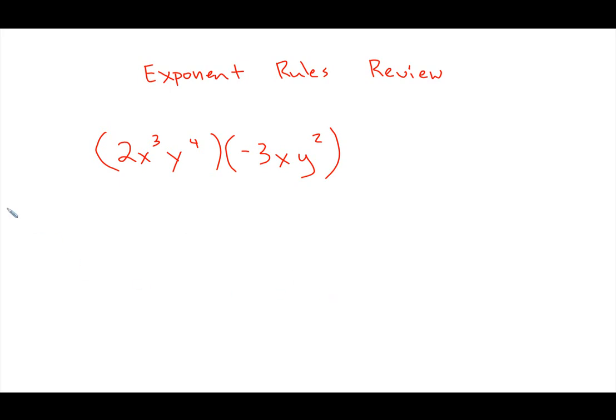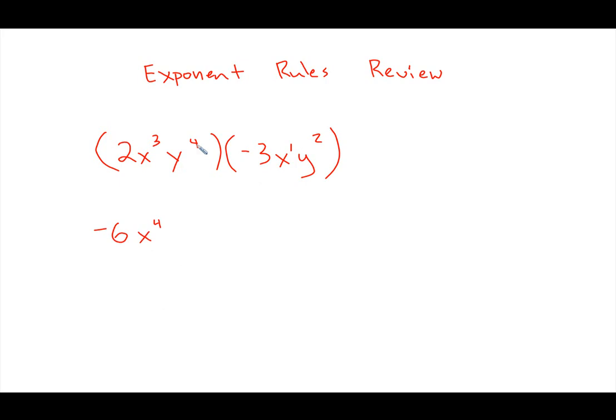Alright, so let's take a look at this exponent problem. First we multiply the 2 and the negative 3 like normal, so that gives us negative 6. And then when we multiply x to the third times x, remember we just add the exponents. If there's no exponent right here, remember you could pretend there's a 1 here, right? So we're going to get x to the 3 plus 1, that gives you 4, so x to the 4th power.